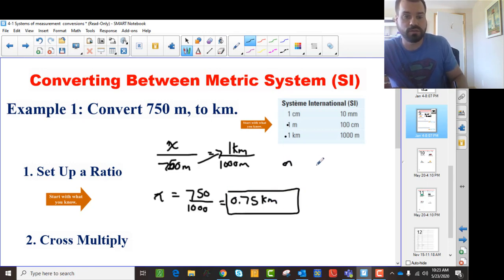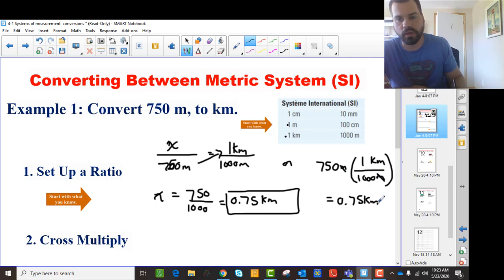Again, you can set up the ratio and cross multiply, which is what I'm doing here, or, if it makes more sense to you, 750 meters, and then you say there's 1,000 meters in 1 kilometer. The meters cancel, and you get 750 divided by 1,000, and that gives you 0.75 kilometers. So either way, you will get the same answer.